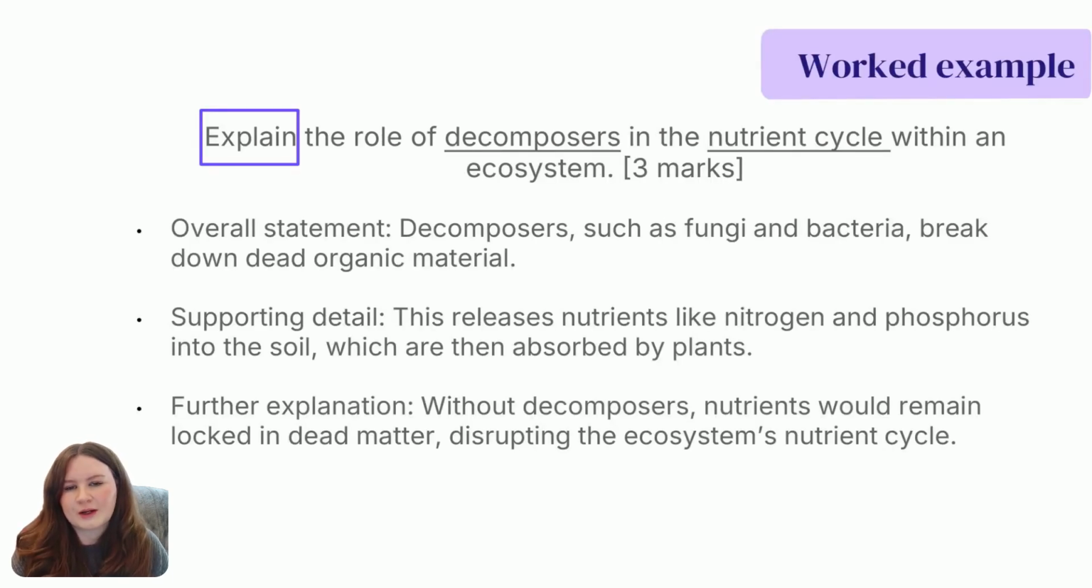So a model answer might look like this. The overall statement is decomposers such as fungi and bacteria break down dead organic material. Supporting detail, this releases nutrients like nitrogen and phosphorus into the soil, which are then absorbed by plants. And then further explanation, without decomposers, nutrients would remain locked in dead matter, disrupting the ecosystem's nutrient cycle.